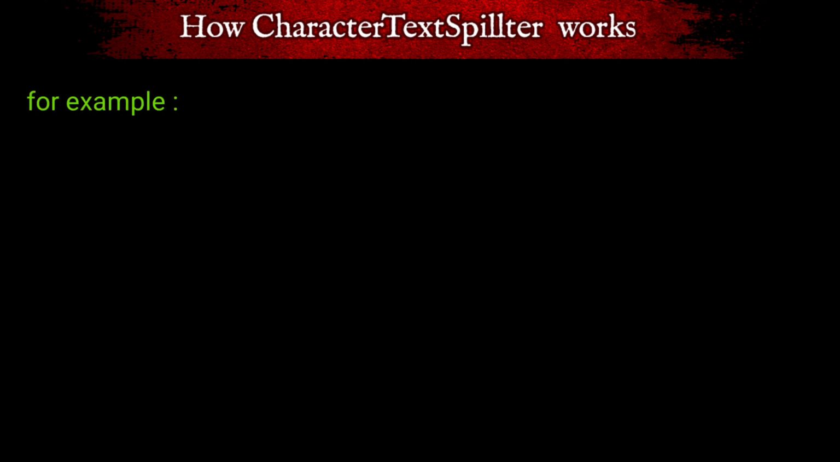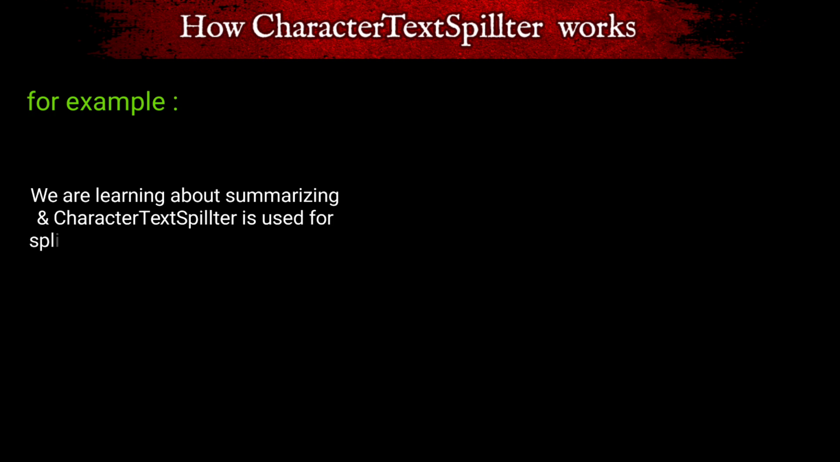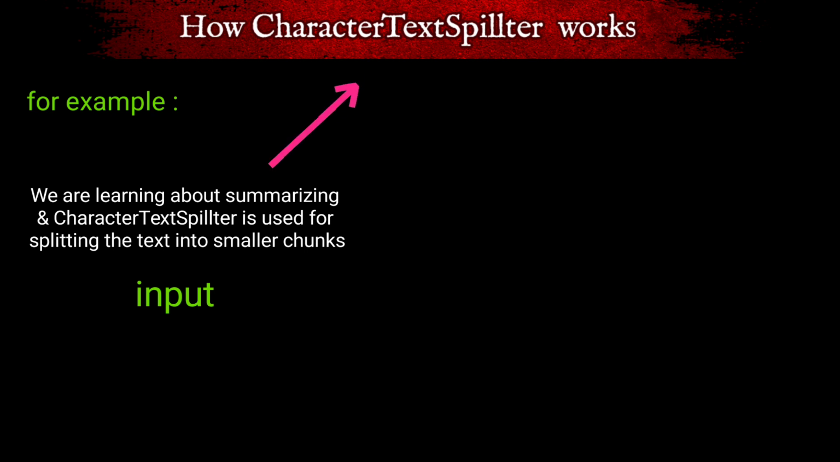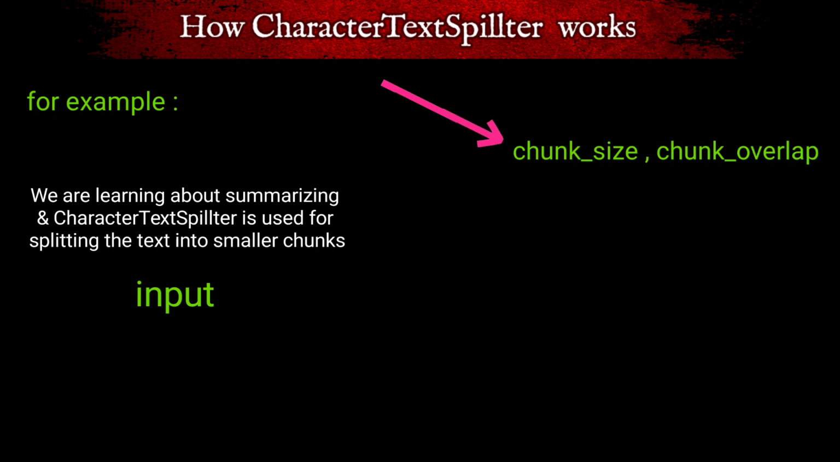For example, let's say "we are learning about summarizing, and CharacterTextSplitter is used for splitting the text into smaller chunks" is our input. Now, when this input is given to the CharacterTextSplitter, then with the help of two parameters, that is chunk size and chunk overlap, it will split the input text. Let's understand it more clearly. Let's suppose our chunk size is equal to 35 and chunk overlap is equal to 10.